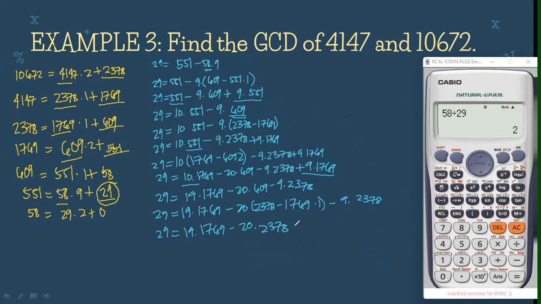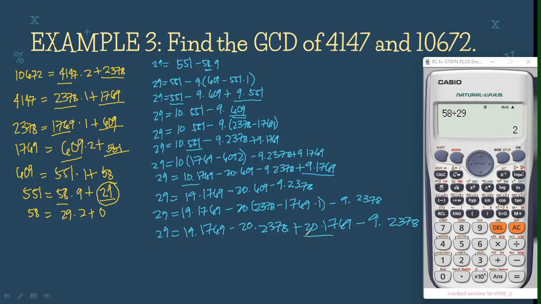2,378 minus, so hindi pa po siya tapos. So negative times negative, that is positive. So positive 20 times 1,769 minus 9 times 2,378. Ngayon po, combine like terms na po natin kasi may mga pwede na po tayong i-combine.